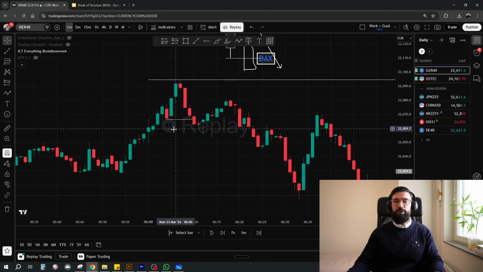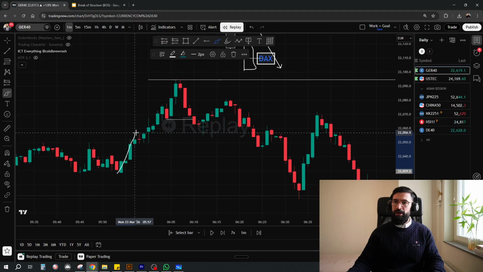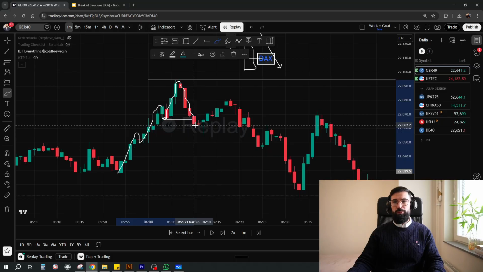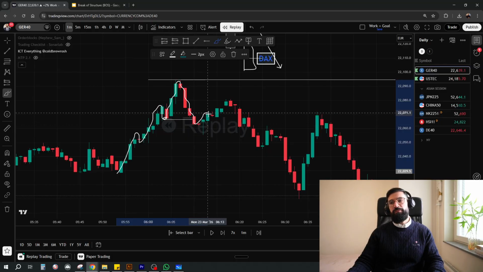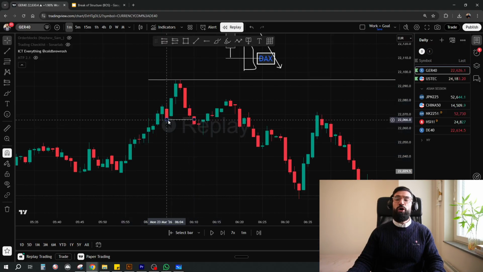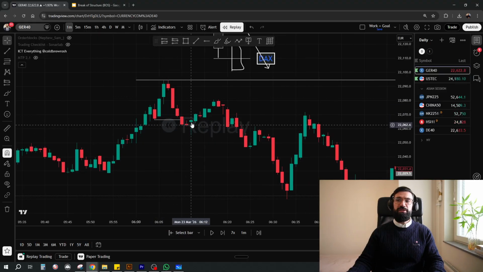This is defined as a break of structure because the wick of this candle, of this low of this candle, because we have to think about it as higher highs and higher lows. There's higher highs, right? And higher lows because there's a low created right here. There's a higher high and there's a what? Lower low because our trend is shifting. And the body of the candle needs to be closed over the wick of the candle. And this is the definition of that the market is shifting.